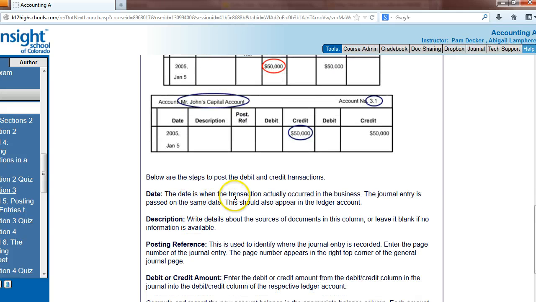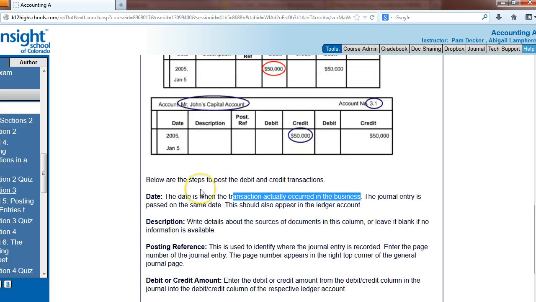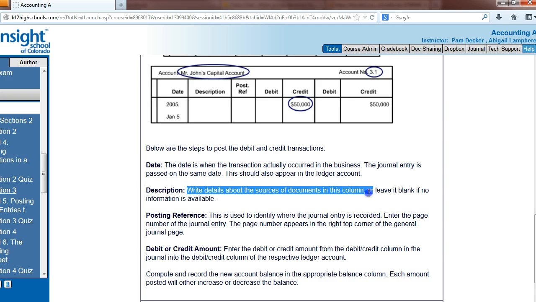The date is when the transaction actually occurred in the business. So when you go to record, you might not post to the ledger every day. Even if it's a week later, you're still going to transfer that same date over into the ledger account, the date that the transaction happened. In the description column, write details about the sources of documents, or leave it blank if no information was available. So if it tells you check number 105 or memo 11 or whatever source document we talked about, that's going to go in this description column here.